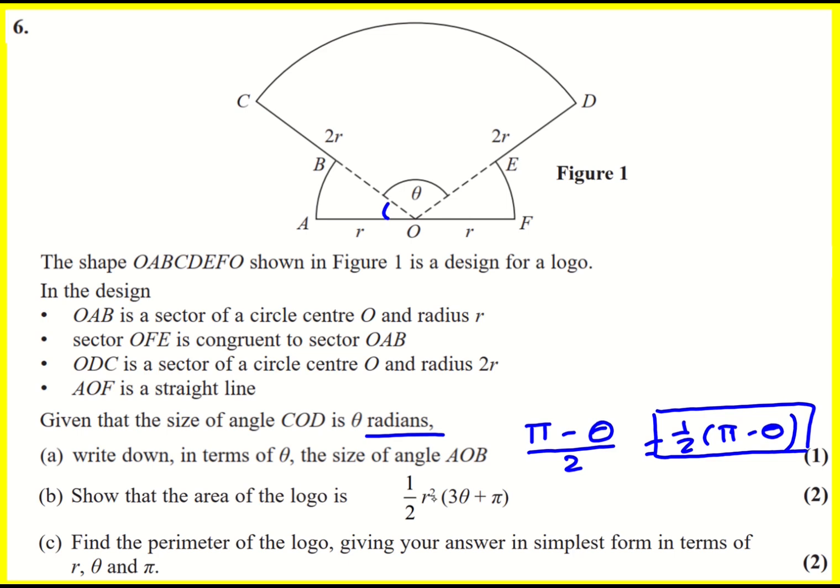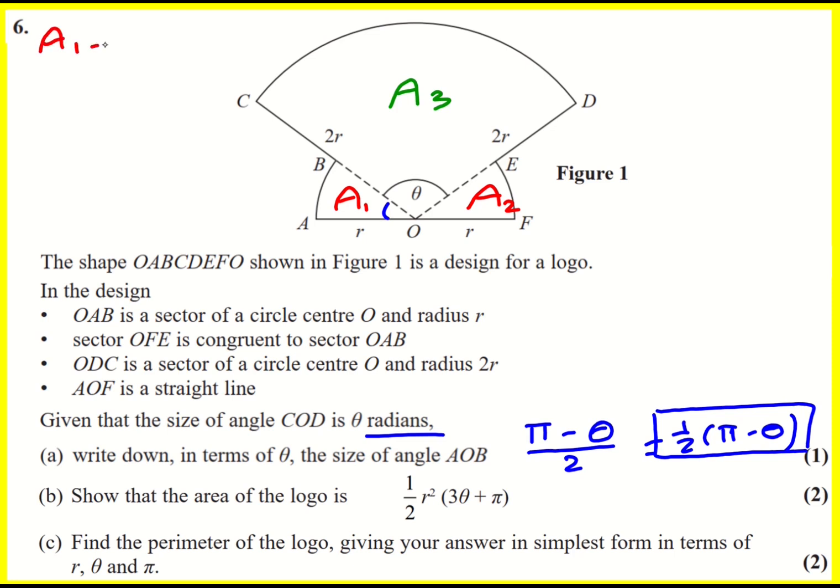Show that the area is given by a half r squared (3 theta plus pi). Well, I have three sector areas to find, although these ones are the same. So I'm going to call them A1 and A2, and then this one can be A3.